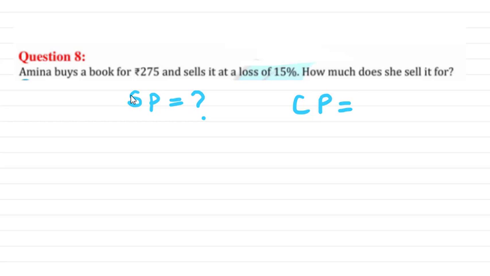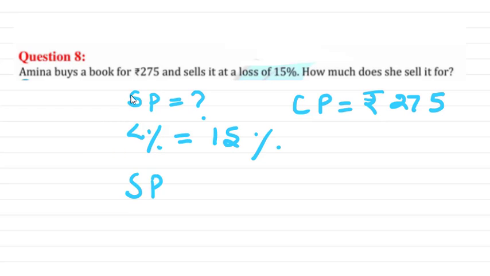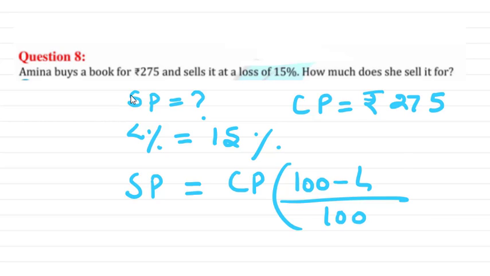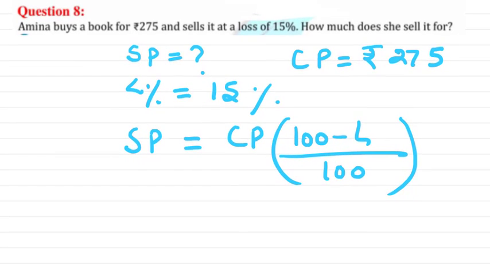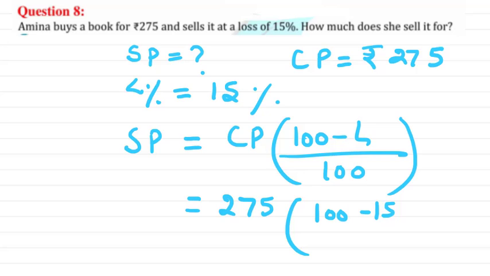Cost price is already given, that is rupees 275, and the loss percent is already given, that is 15%. So here to find out the SP, you can use this formula: CP into (100 minus loss) divided by 100. So that will give you the selling price. So here we have the values: 275 we have here, and here I'll just write 100 minus the loss percent, which is 15%, divided by 100.